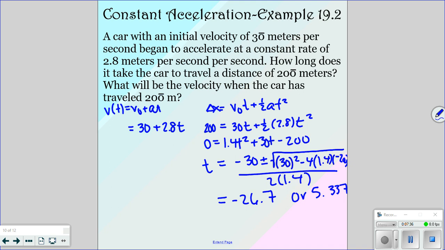So you should get two different t values. One of them is negative. It is an answer to the quadratic equation, but time is not negative. So our time is going to be 5.337. And we have 2 sig figs for the 30 and the 2.8, so that's how many sig figs we're going to have. So we're going to have 5.3 seconds for how long it takes to travel 200 meters.